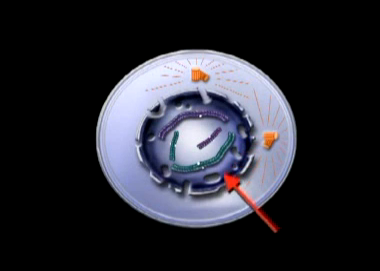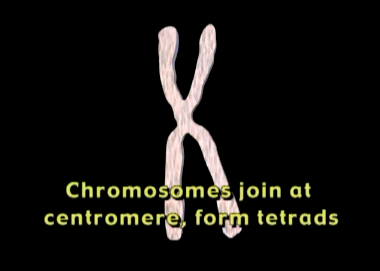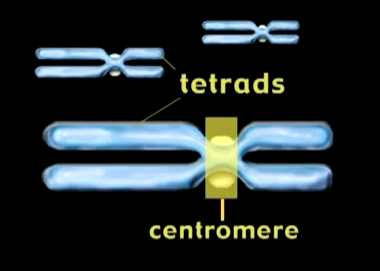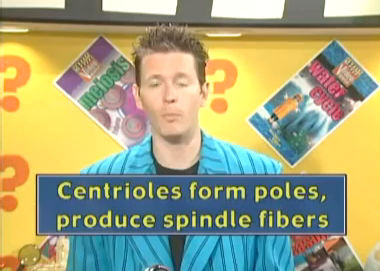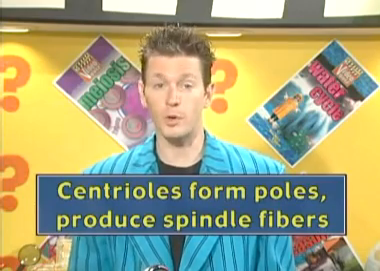The chromosomes become visible and ready to match up. They then pair up with their homologue to form a tetrad. A tetrad is a 4-stranded group of chromosomes joined at a point called the centromere. Basically, each chromosome has 4 chromatids. While the tetrad is being formed, centrioles move to opposite ends of the cell to form poles. The centrioles produce spindle fibers. Also in this early stage, the nuclear membrane starts to break apart.